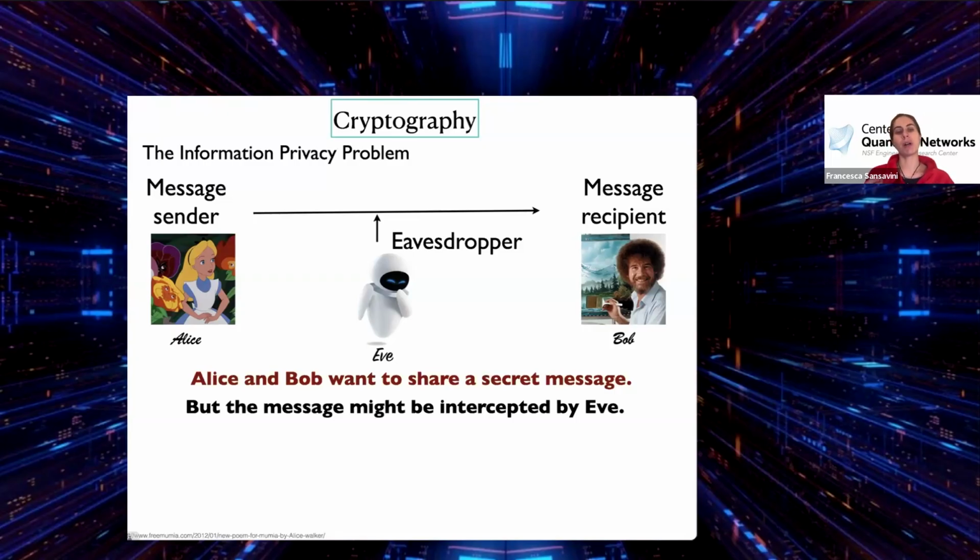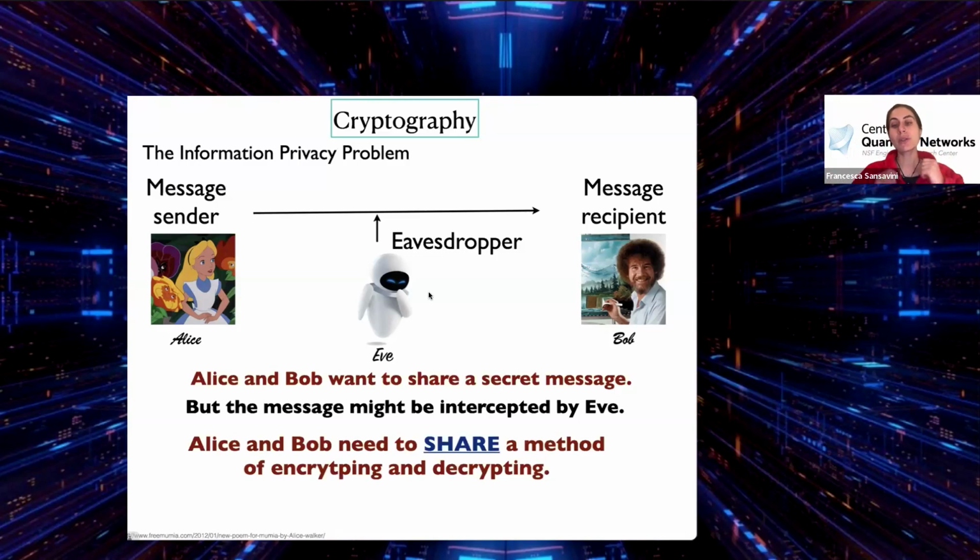And this is a problem of what we do if we want to share a secret message and we don't want anybody to listen to it. We don't want Eve to snatch our message away and listen to our conversation. We don't want Eve to intercept our message. What Alice and Bob need to do is to share an encryption method, a protocol for encrypting and decrypting their message so that only Alice and Bob can read it.